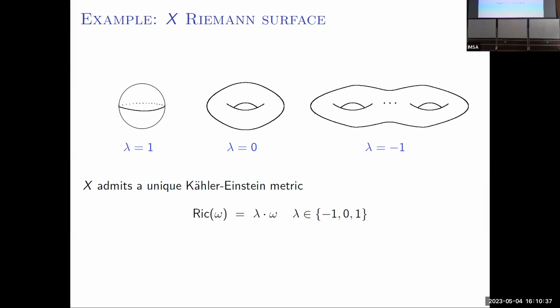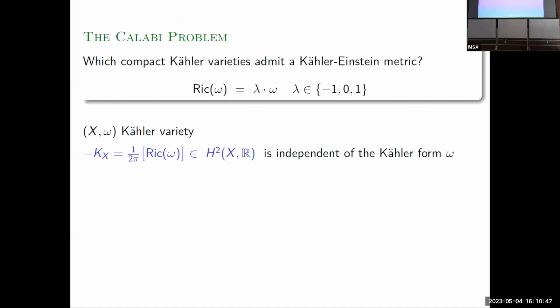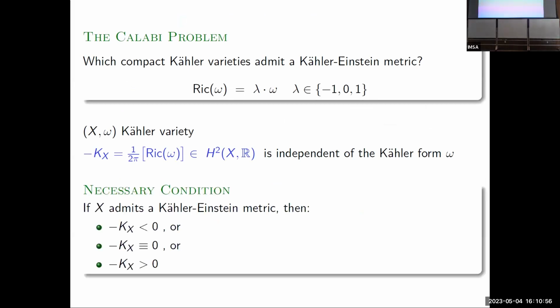So this is what we saw last time. In general, we're given a Kähler variety, and we want to understand when it has a Kähler-Einstein metric. I recall that the canonical class records the Ricci curvature associated to this metric. A necessary condition for the existence of a Kähler-Einstein metric is that the sign of the canonical class is well defined: it's either negative, 0, or positive.